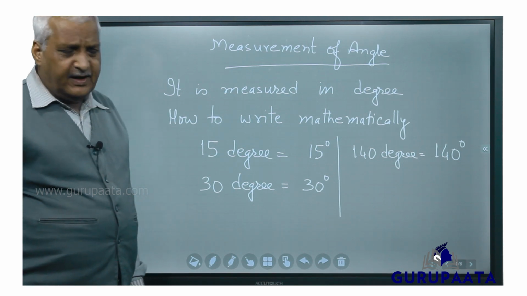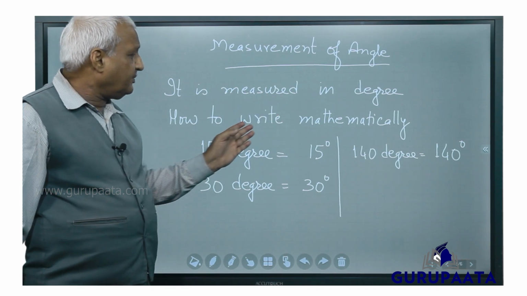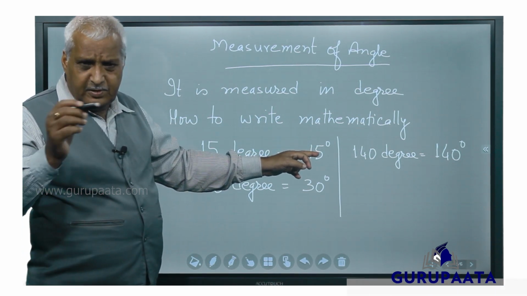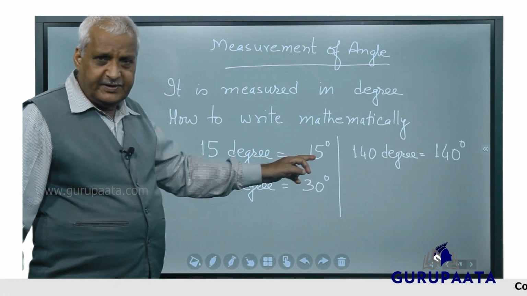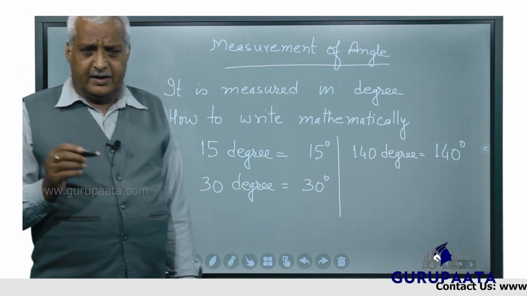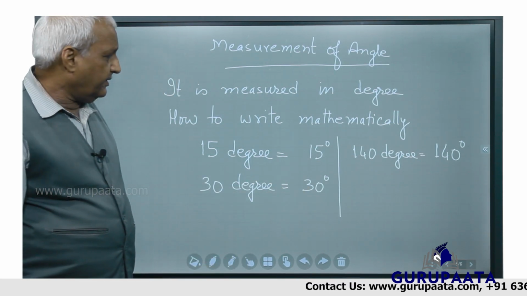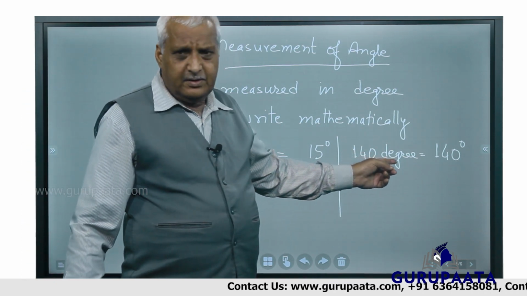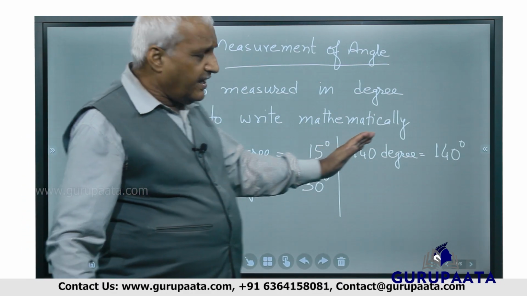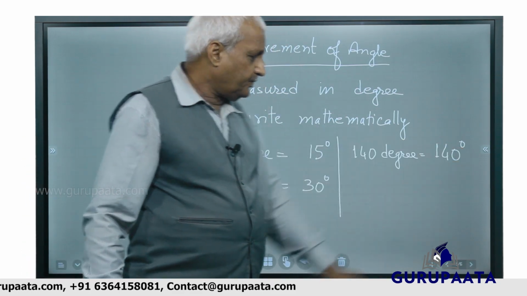How are we measuring an angle? It is measured in degrees. How to write mathematically? 15 degrees is equal to 15, and a small 0 over 15 will make 15 degrees. If you want to write 30 degrees, write 30, and over it you make a small 0. How to write 140 degrees? 140, and over it you write a 0. See the position of the 0. So this mathematically means degree.